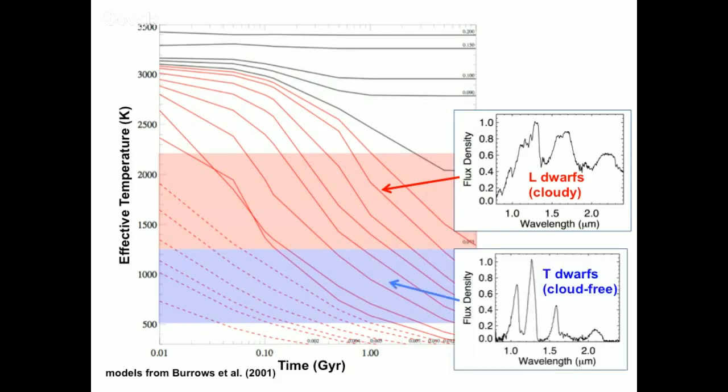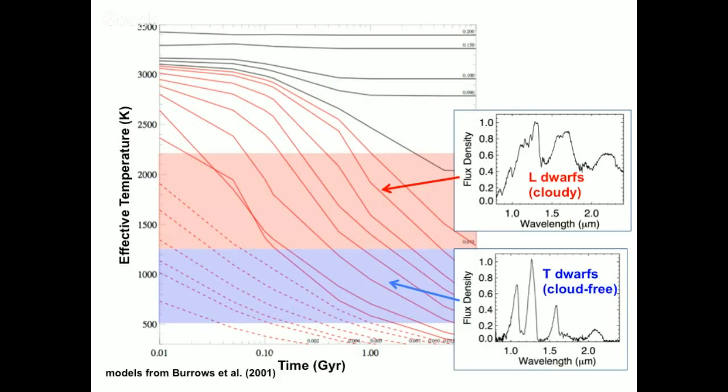So the L dwarfs, as I mentioned, are in this region where we think mineral species are actively condensing out, so the clouds are actually at the photosphere, and we can describe their spectra and their colors by having condensates in the atmosphere that are having a role in the opacity. Whereas the T dwarfs down here can be described by models that essentially don't care about clouds. We can get rid of the clouds and we would easily reproduce a T dwarf spectrum.